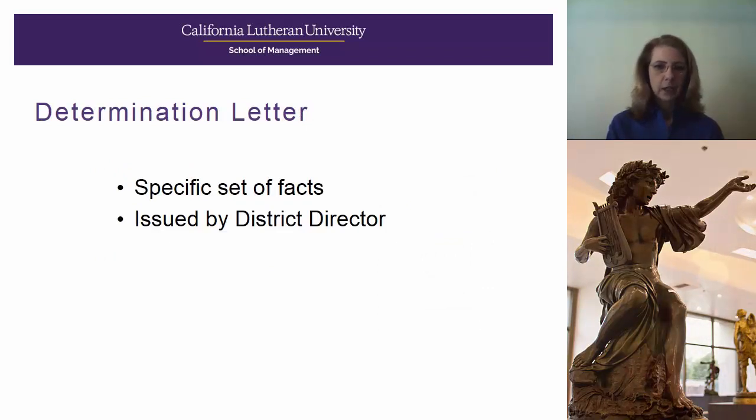Determination letters, similar to private letter rulings, are based on a specific set of facts. They're issued by the district director, and a determination letter most commonly is issued with respect to retirement plans. So if someone is setting up a new retirement plan, the IRS will issue a determination letter saying, yes, you have met all the requirements, you may become a retirement plan and have all of the tax advantages associated with that.